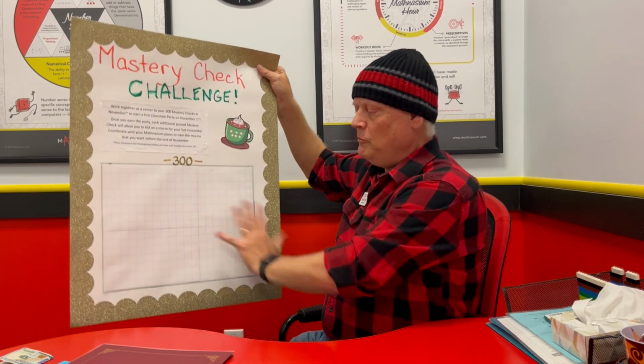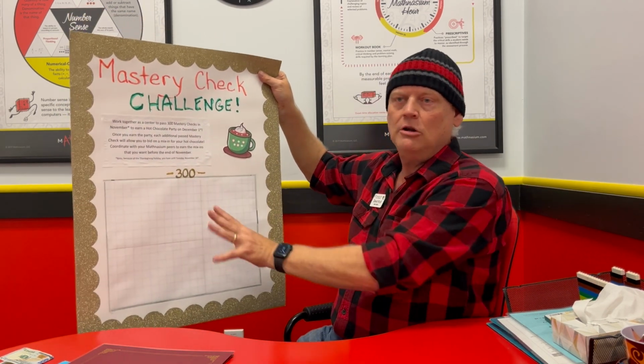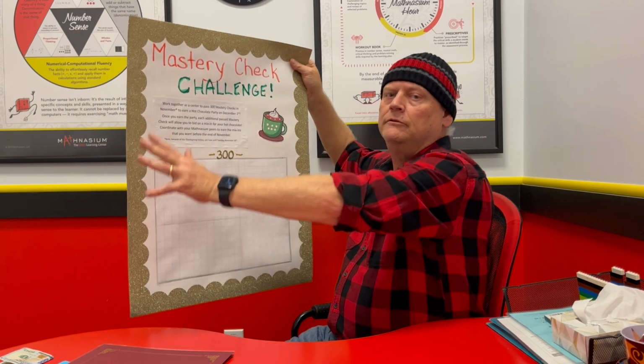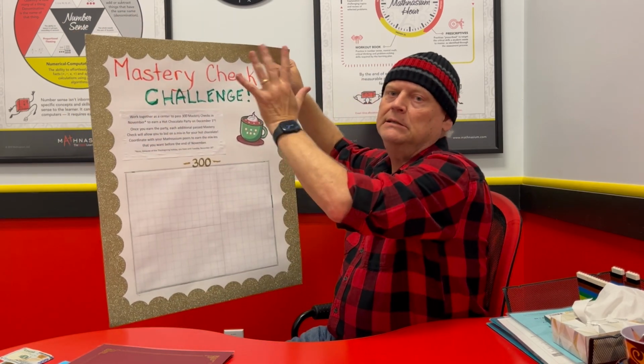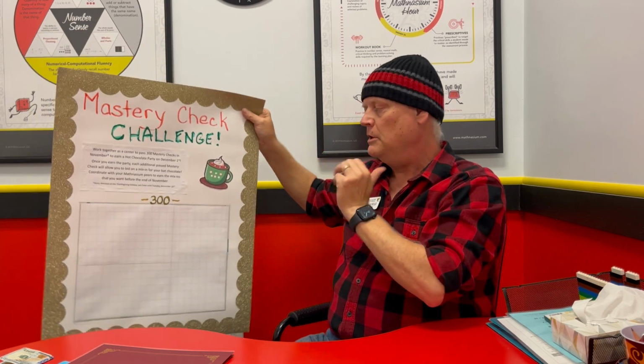And then if we reach the goal of 300 early, then we're gonna add stretch goals for like whipped cream toppings and all sorts of other things. So try to get as many mastery checks as you can. That's a lot of fun. And then hot chocolate party, bring a friend, bring your neighbor. So anyway, that's November, pretty much the whole month.